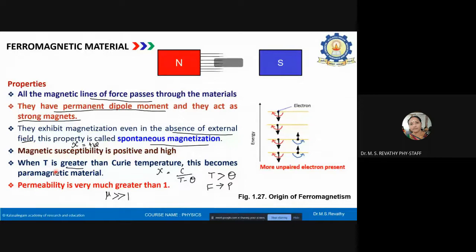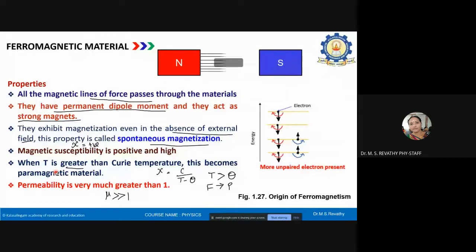When the temperature is greater than the Curie temperature, you can see that ferro becomes paramagnetic material. The same Curie-Weiss law is also applicable in ferromagnetic material. Susceptibility is equal to C divided by T minus theta. That is, when I increase the temperature greater than the Curie temperature, ferro becomes para. And permeability value will be very much greater than 1. These are the properties of ferromagnetic material.